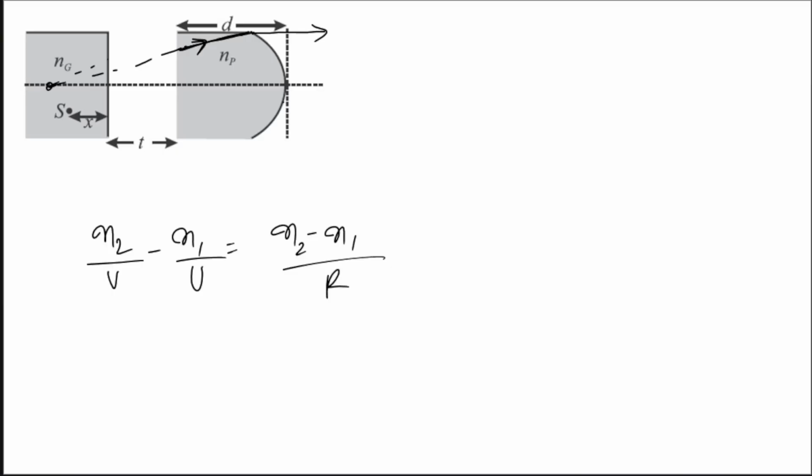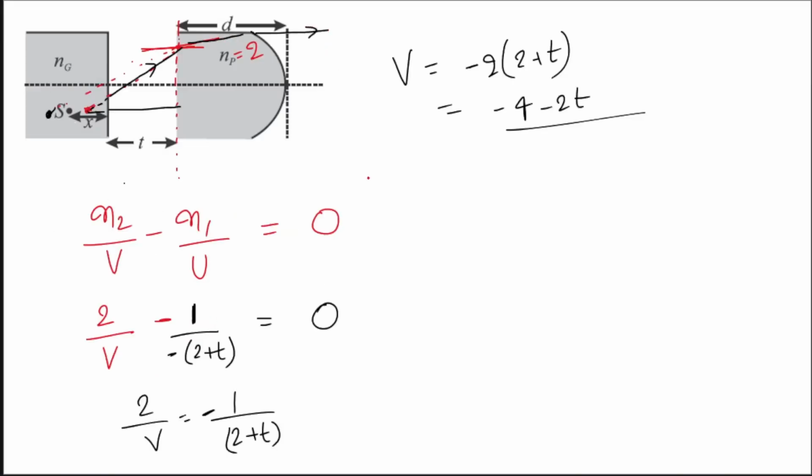Now, in which media is the incident light? You can clearly see here, incident light is in the media of refractive index n1, so n1 is equal to 2, and refracted light is in which media? It is in air, so n2 is 1. Okay, what is u? Look at what you got, -4 -2t. It is from this surface, right?